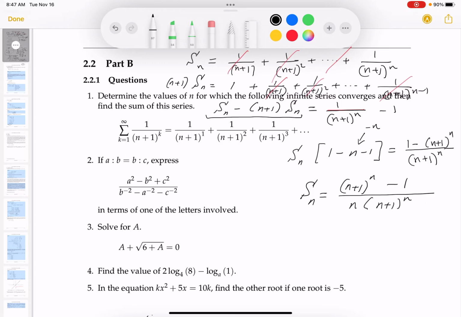Let's keep doing this. Sn. I'm going to divide top and bottom by n plus 1 to the nth power. So this would be 1 minus 1 over n plus 1 to the nth power. And the bottom would just be n. And let's take a look. That limit looks too tough to do.